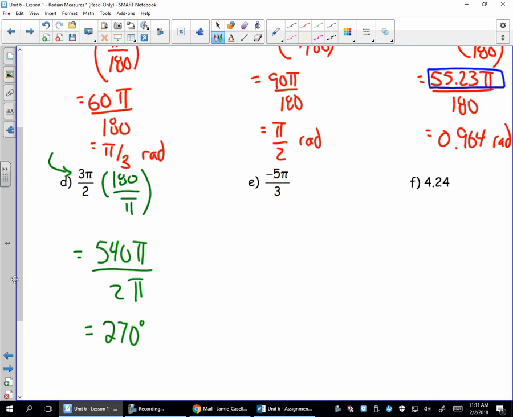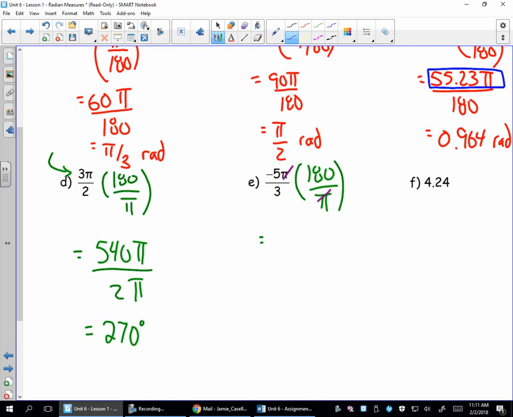You can try the next one. Negative 5 pi over 3, I want to times by 180 over pi. A little trick for you. You should have a pi on the top and bottom so they can cancel when you want to eliminate it. So if you can't remember which way the formula goes, ask yourself: do I want to put pi's into the question or get pi's out of it? In this case, I want to get pi's out of it.